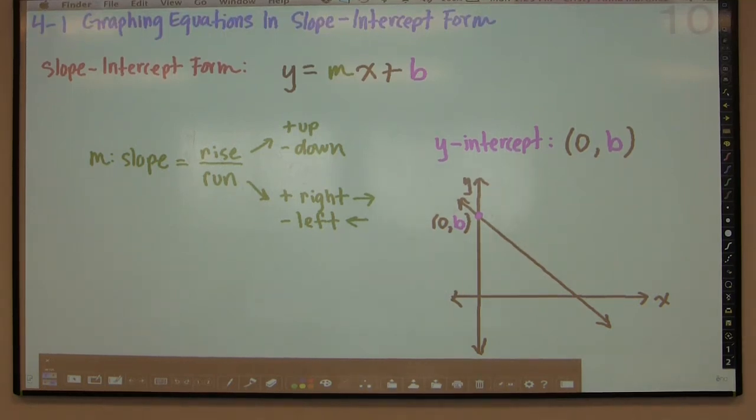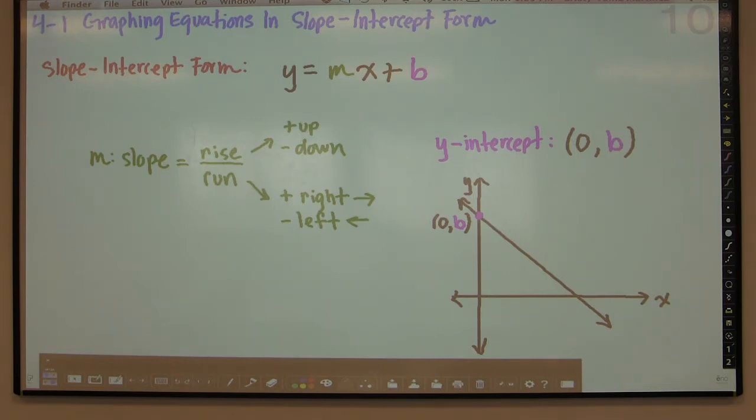Hello there, this is a video for Algebra 1, Chapter 4, Section 1. And we are going to be learning today how to graph equations that are specifically in the form that we call slope-intercept form. On the board we have the actual formula for slope-intercept form, which is y equals mx plus b. This is one of the easiest ways to graph a linear equation.